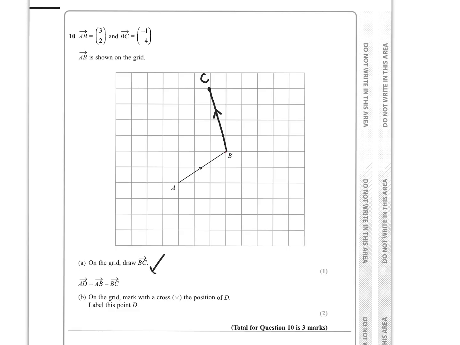So for the next part it says AD is AB minus BC. Well, we're given AB and we want to take away BC.